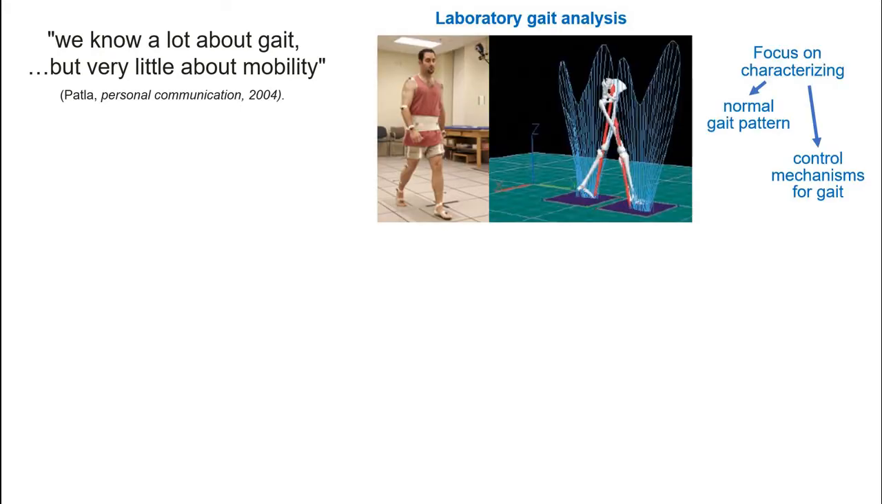Here we have a quote from Aftab Patla. Aftab Patla is a scientist whose work we will encounter a number of times in this part of the class. Here in this quote, he is identifying a truth regarding the current state of scientific knowledge regarding mobility. We know a lot about gait, but very little about mobility. This reflects the fact that a vast majority of research on mobility is derived from the analysis of gait in specialized laboratories. Laboratory gait analyses often have the purpose of trying to identify and describe the key characteristics of the normal gait pattern. They also frequently have the goal of attempting to uncover the basic mechanisms that underlie the control of gait.